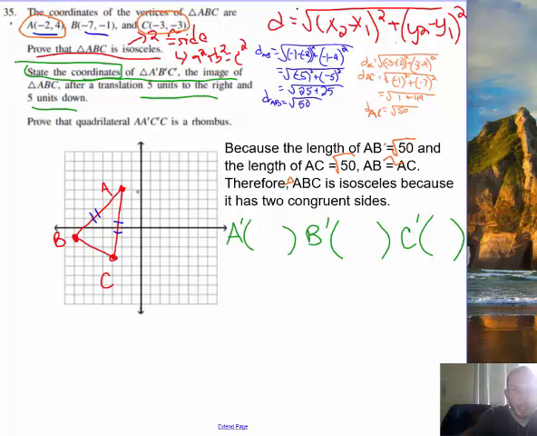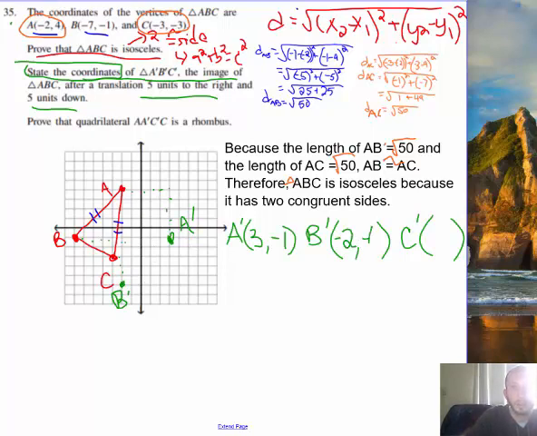And the translation, I'm just going to count it. 1, 2, 3, 4, 5 to the right and 5 down. 1, 2, 3, 4, 5. So that's going to be my A prime, which is at 3, -1. B prime, 1, 2, 3, 4, 5 to the right. 1, 2, 3, 4, 5 down. That's my B prime, which is -2, -6.